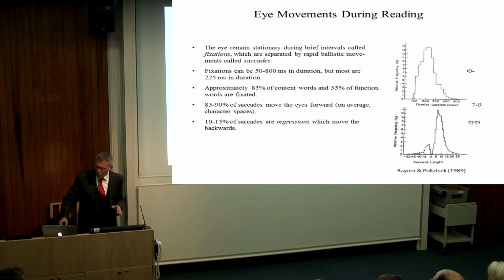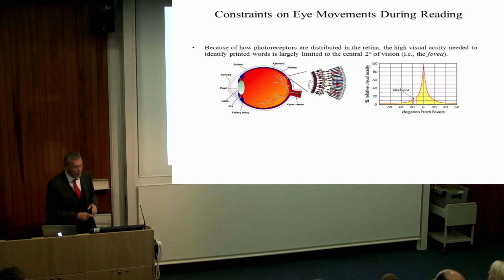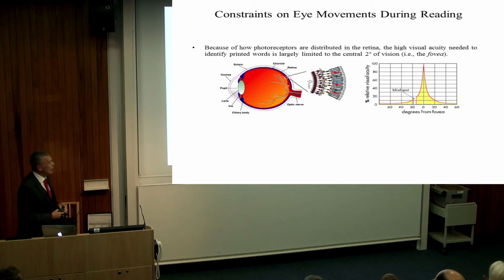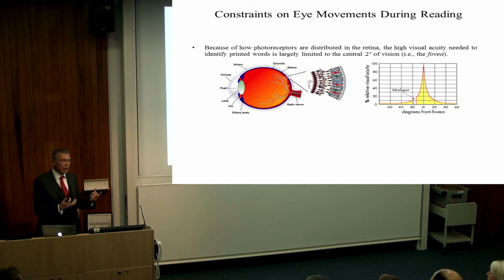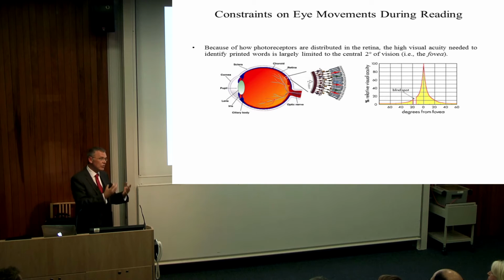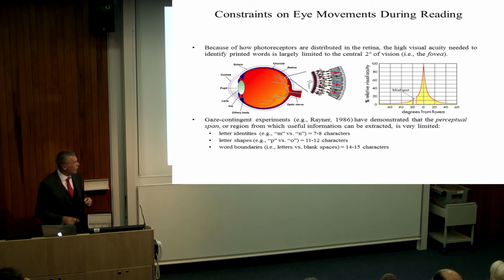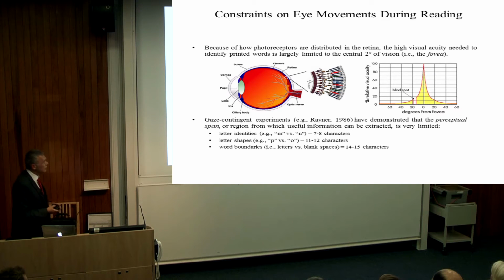Okay, so those are some of the basic facts, and knowing what we know about the physiology of the eye and the fact that the type of photoreceptors that are necessary to perceive the fine details of letters are really limited to a small part of the retina, the central 2 degrees of the retina, an area called the fovea, that basically explains why most words are fixated in reading. Basically, you have to fixate them in order to perceive them. Okay, but the gaze contingent experiments of the type I mentioned earlier have taught us a lot more.